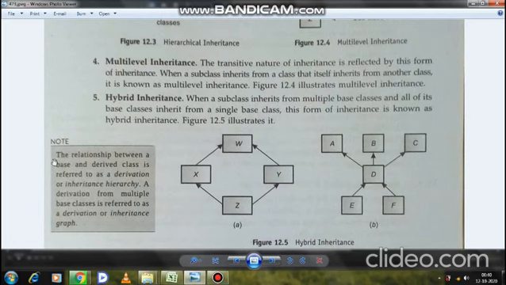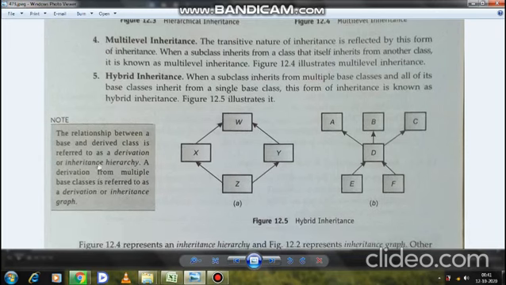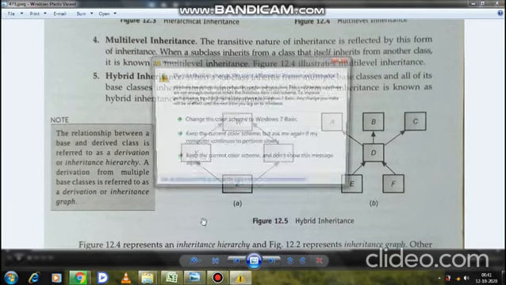Let's see what is written over there. The relationship between a base class and derived class is referred to as derivation or inheritance hierarchy. A derivation from multiple base classes is referred to as derivation or inheritance graph. So this is known as the inheritance hierarchy, and derivation from multiple base classes is referred to as inheritance graph.